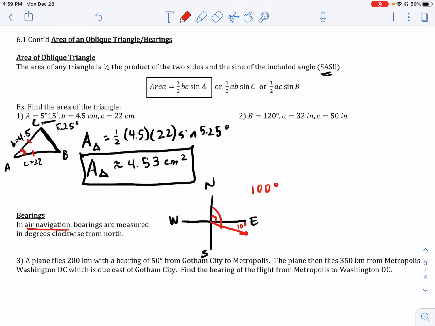So let me try a different color. If I said something like this angle here were, for example, 20 degrees, in air navigation we would say that this entire bearing here is 340 degrees. So when we're dealing with air navigation, bearings are measured in degrees clockwise, starting from the north vertical line all the way around. So you can go all the way up to 360 degrees.